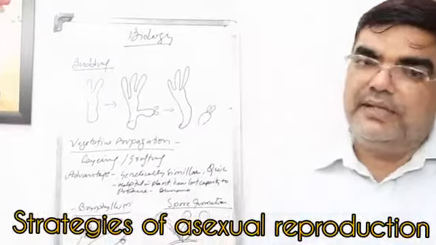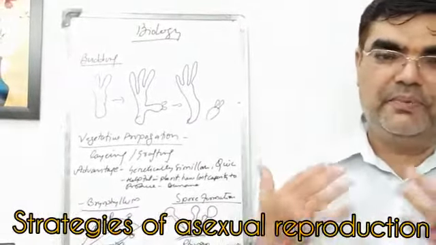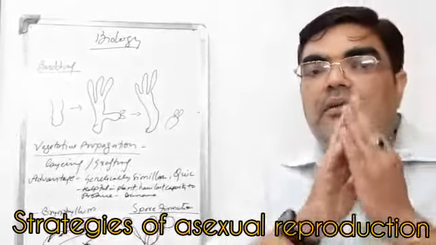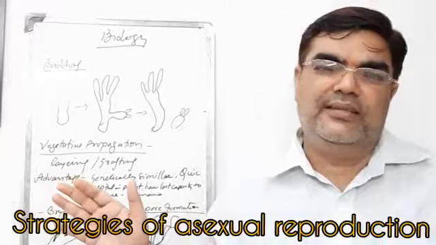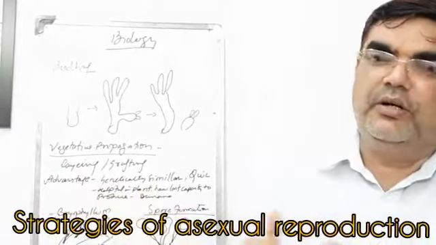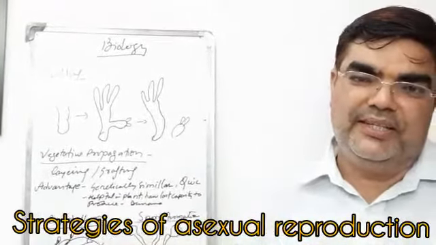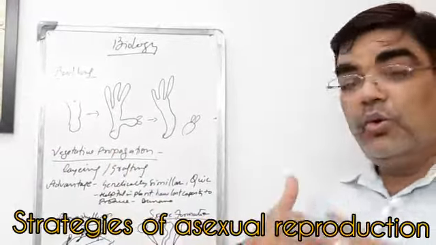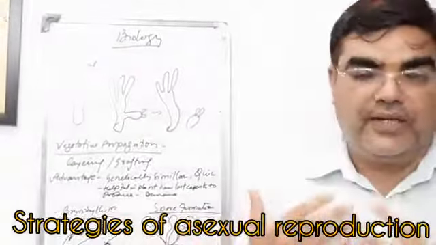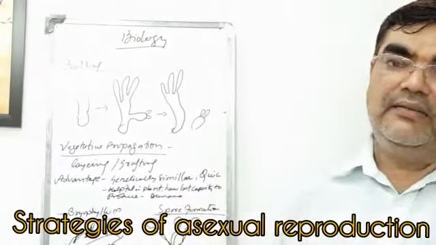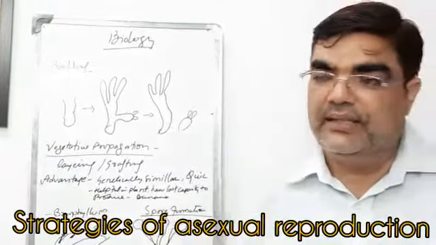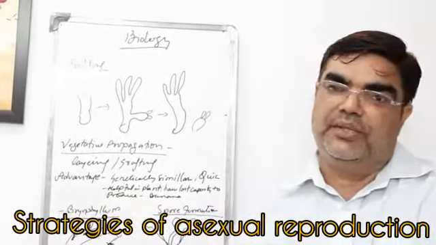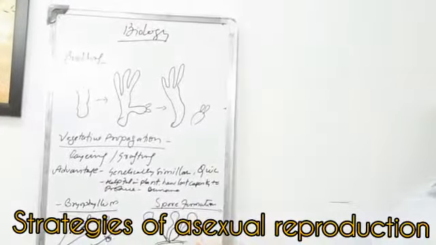So there are some advantages also of vegetative propagation. What are they? Number one, all the plants are just like clones. They are genetically similar, all the plants. There is no variation. And vegetative propagation is quick and fast. They flower earlier and fruit earlier than with natural asexual or sexual types of reproduction.